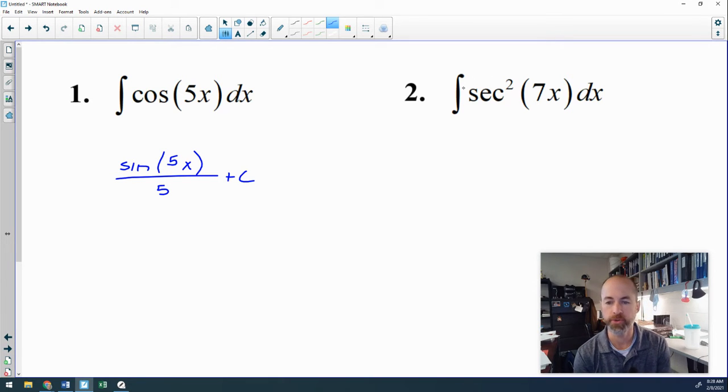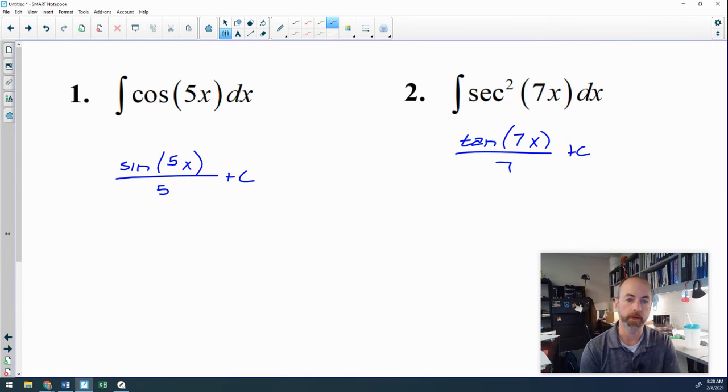So looking at number 2, the antiderivative of secant squared of 7x. Well, if that 7 was not there, hopefully you recognize that secant squared is the derivative of tangent. So the antiderivative of secant squared is tangent x. However, the problem was not secant squared of x, it was secant squared of 7x. So all we do is we keep that 7 and we divide by it. There we go.